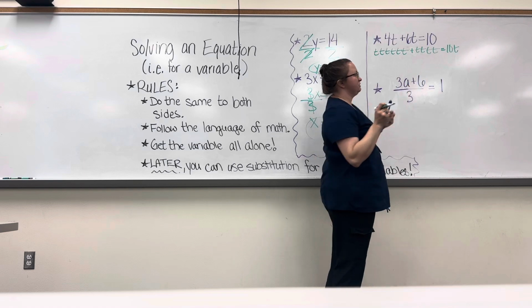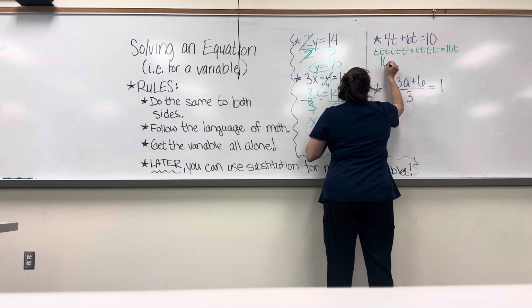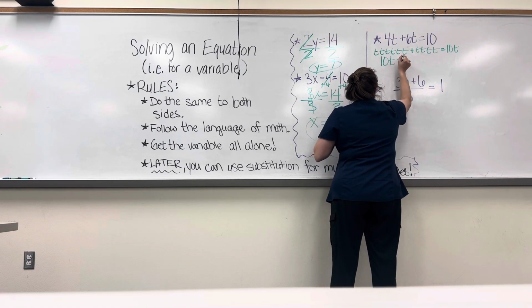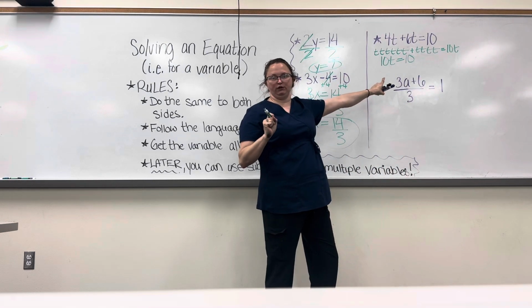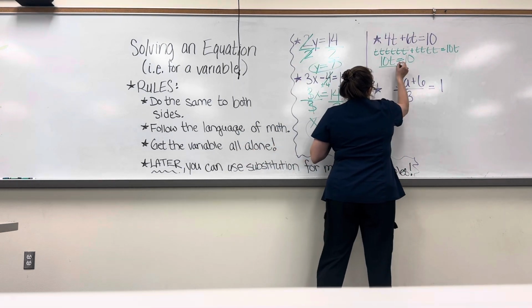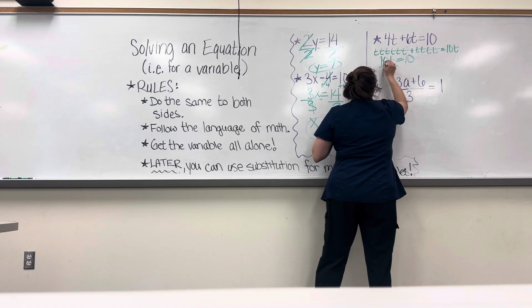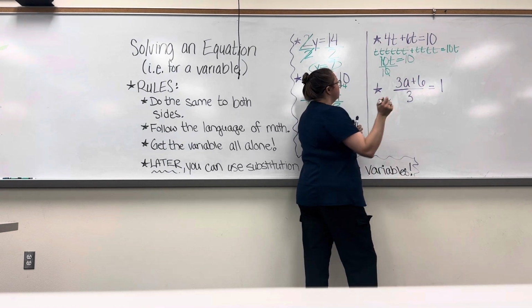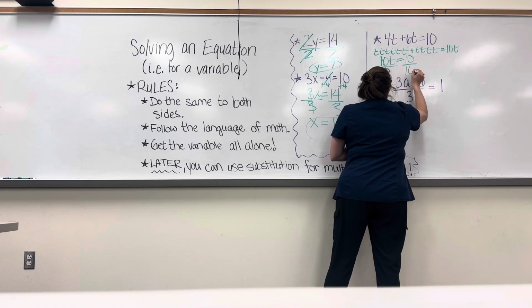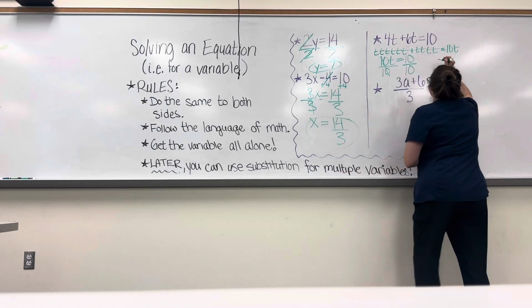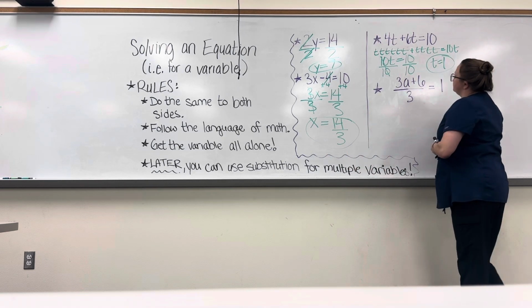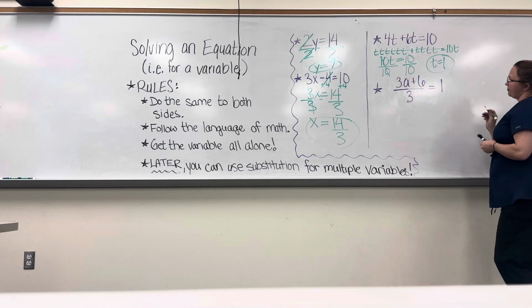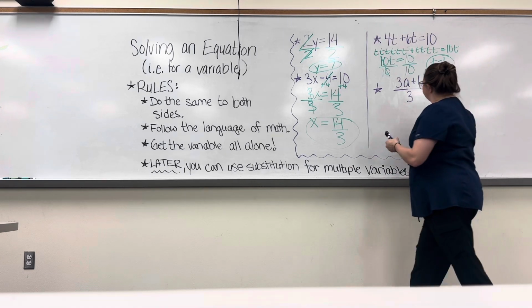Combining like terms. Now 10t equals 10. Then you're going to do the same to both sides. Divide by the whole number or multiply by the reciprocal. Those are going to cancel out. Divide by 10. And you have t equals 1. 10 divided by 10 is 1.